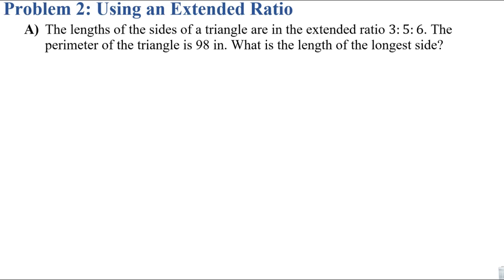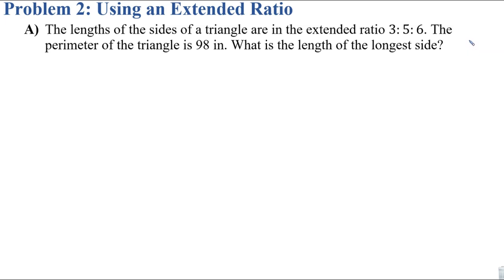So let's take a look at using an extended ratio. Okay, problem 2, part A says, the lengths of the sides of a triangle are in the extended ratio 3 to 5 to 6. The perimeter of the triangle is 98 inches. We want to know what is the length of the longest side.